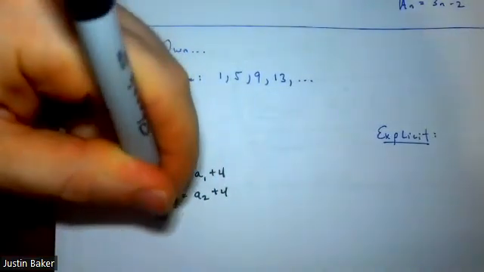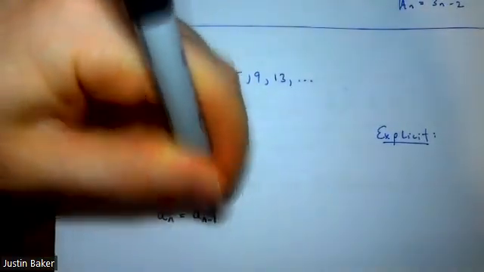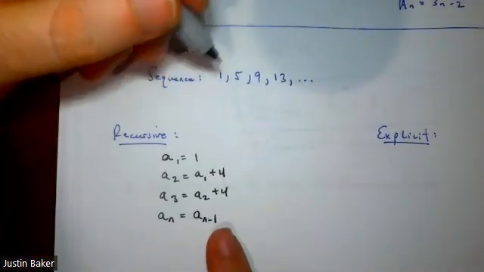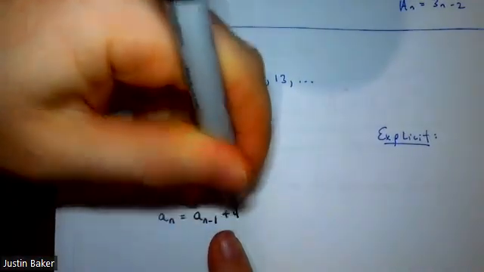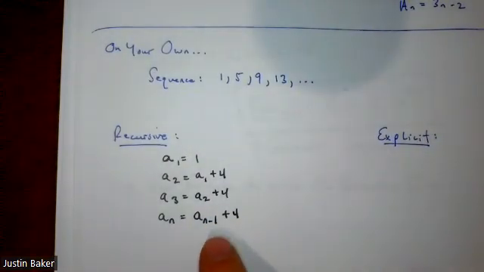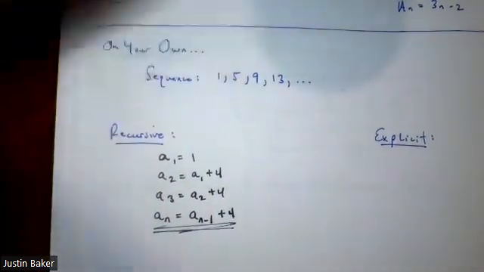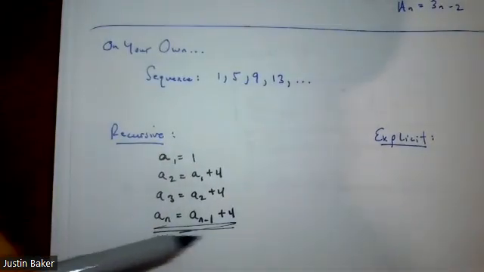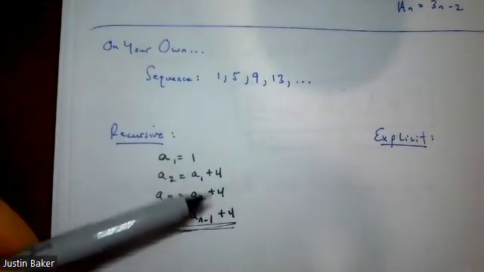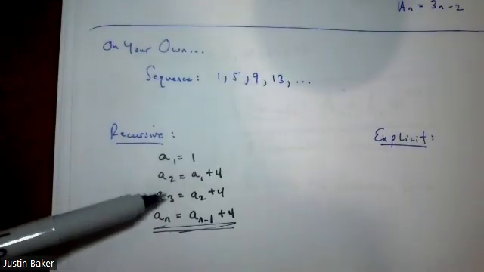And then we can make the generalization: a sub n is equal to, now this is an important term, a sub n minus 1, which stands for the term before it, and then plus 4. Okay. So now the key here when you're doing recursive, you've got to know the term before it in order to come up with an answer. Whereas with explicit, you can go right to an answer and you don't have to have that previous information.